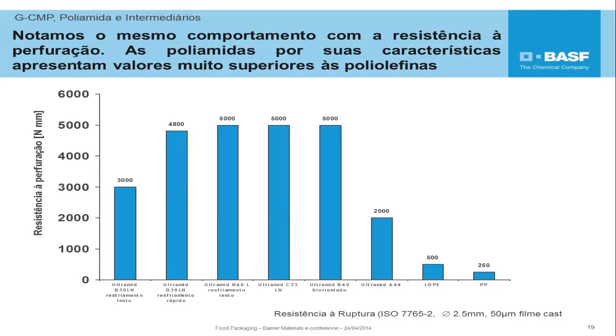Slide 19. Here we can see the same type of comparative analysis of polyamides with other materials, but now in relation to puncture resistance, a very important mechanical property, widely used for the evaluation of packaging performance. We can then check that the mechanical property of puncture resistance shows us polyamides with performance well above other traditional materials used in packaging, such as polyolefins.